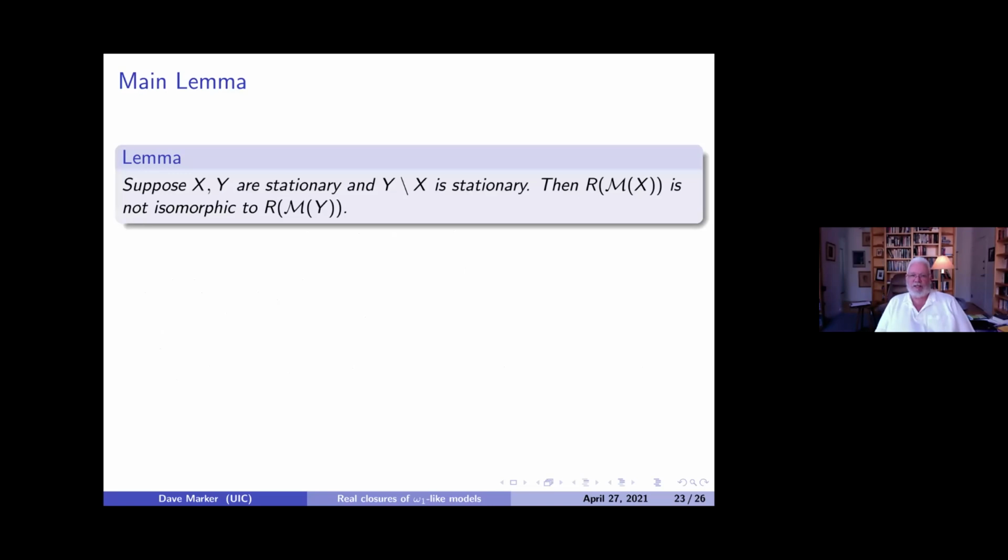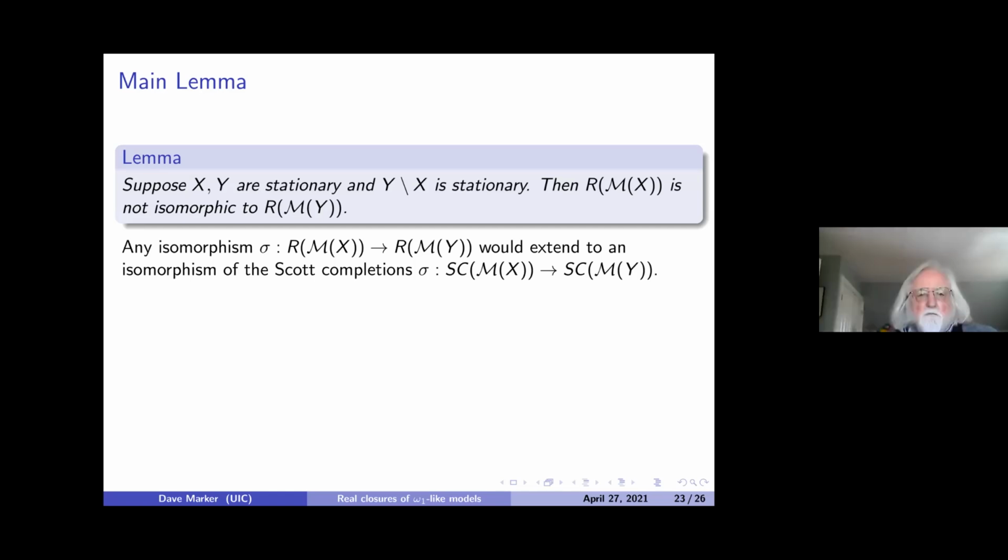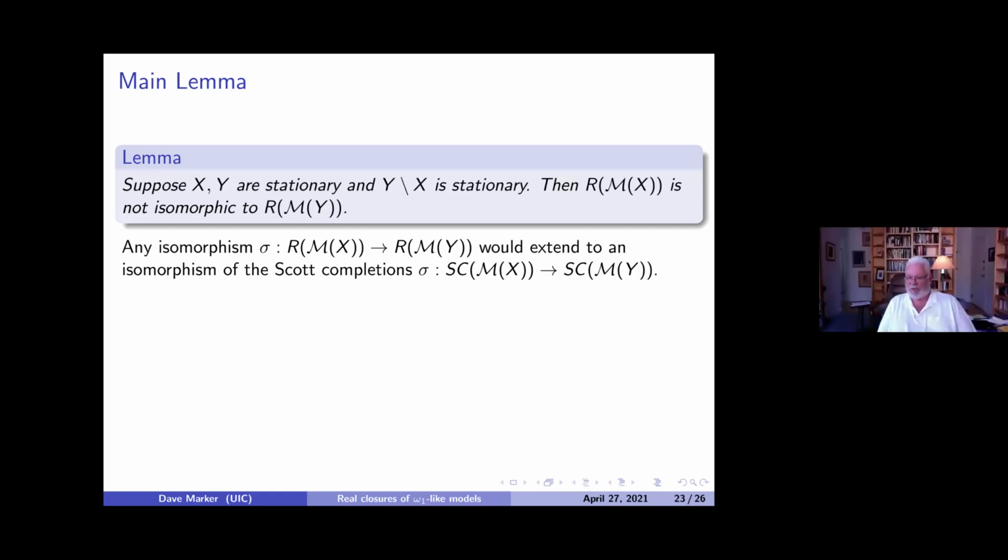The main lemma says that if I have two stationary sets X and Y such that X minus Y is stationary, then the real closures are not isomorphic. So somehow the real closure retains this information about the stationary set. Okay, so we start this like anything. Suppose I have an isomorphism between the real closures.